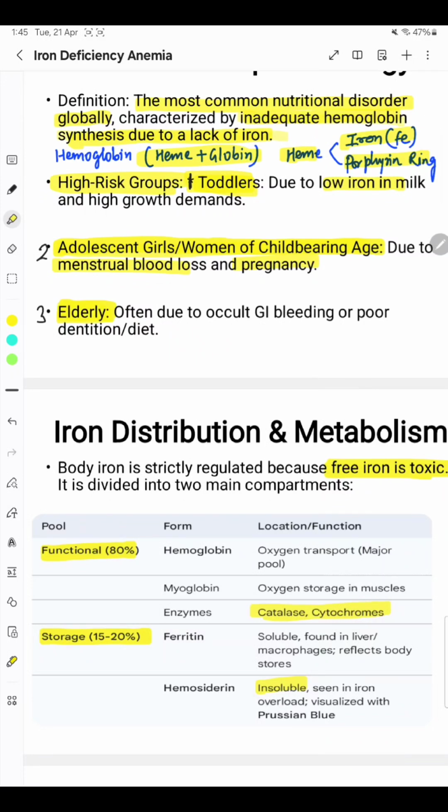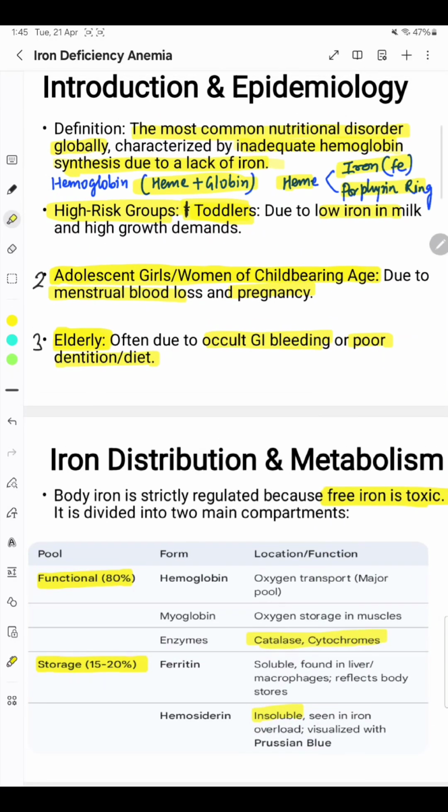Elderly individuals, often due to occult GI bleeding or poor dentition or diet. So these are the three high risk groups for the development of iron deficiency anemia.